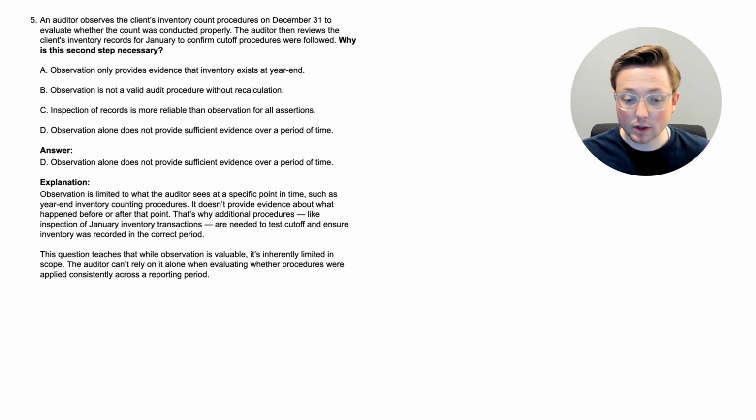The auditor can't rely on it alone when evaluating whether procedures were applied consistently across a reporting period. So frequently, observation can't be its own procedure just by itself. Usually you have to do other procedures, other substantive procedures or other tests of details or other tests of controls, whatever the case may be. So I just wanted to point out that observation is good, but usually you have to do more, and inspection in this case was the additional procedure that you needed to do to make sure that things were actually accurate.